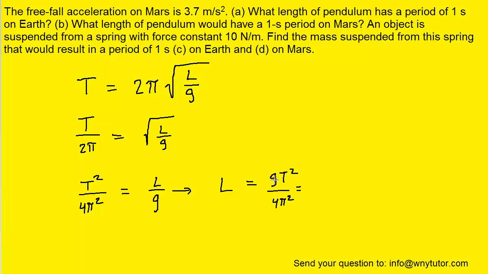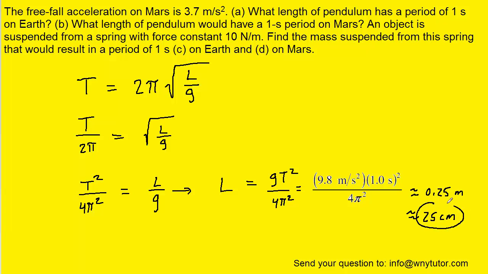Again, g is 9.8. The period in part A is given to us as being 1 second, and of course 4 pi squared is just a constant. So when you plug in those known values and compute the answer, you should obtain approximately 0.25 meters, and if we need to change that into centimeters, we can just move the decimal over 2 places to the right. So that would give us an answer of 25 centimeters, the correct answer to part A.